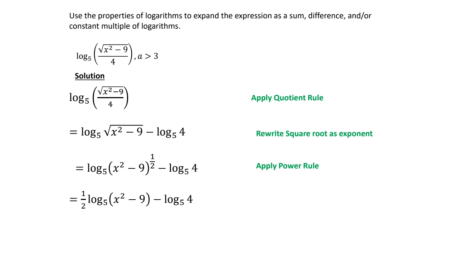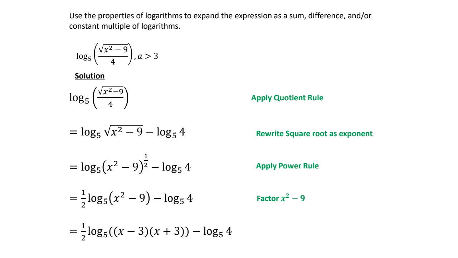Then what I'm going to do is factor out this x squared minus 9. I see that x squared minus 9 is a difference of squares, so x squared minus 9 is basically just x minus 3 times x plus 3. So here, I have a product of two things being multiplied inside a common log of base 5. Now I'm going to apply the product rule.